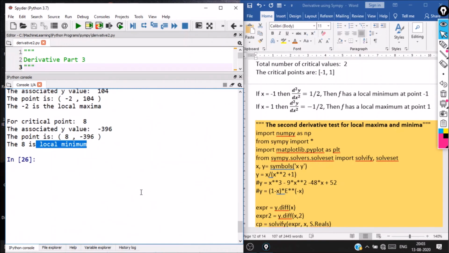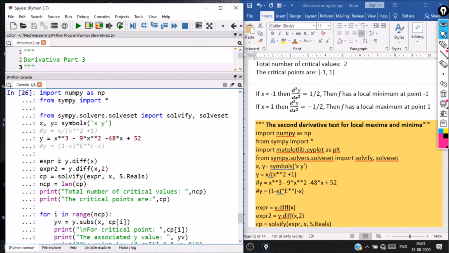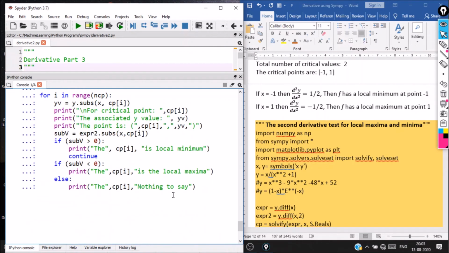So we can take and see another example. Here the example is y is equal to 1 minus x into e to the power minus x. Now you can see the result.